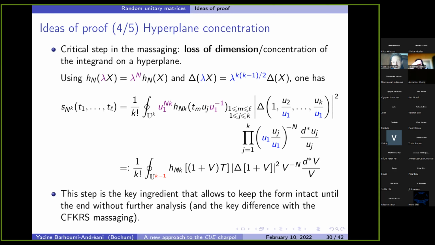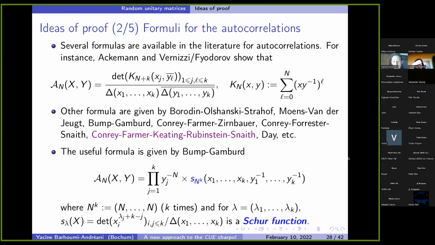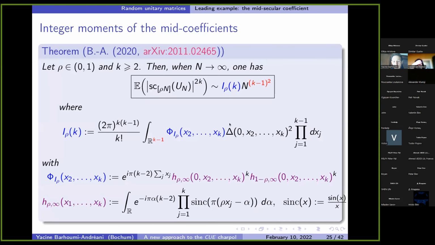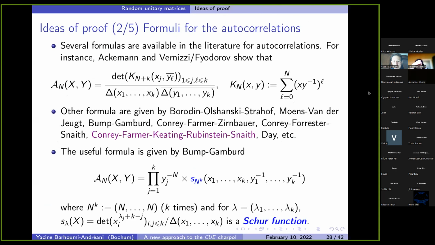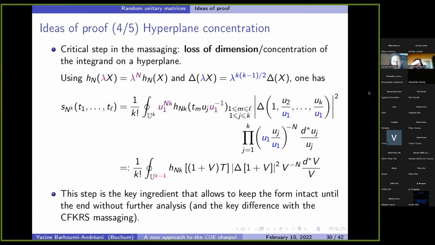And this is the ultimate formula. And you see that you have an integral over k minus 1. If you remember the result, you had an integral over R^(k-1). So this comes from here. So you have lost one dimension.